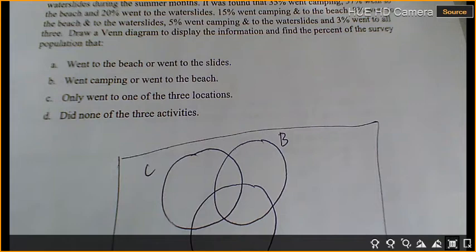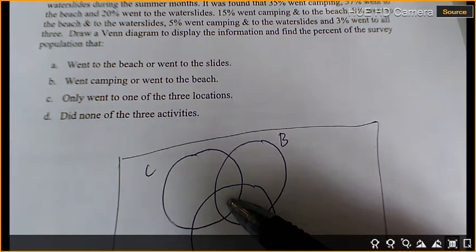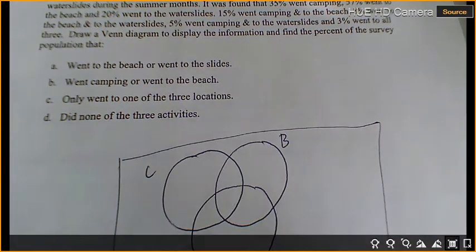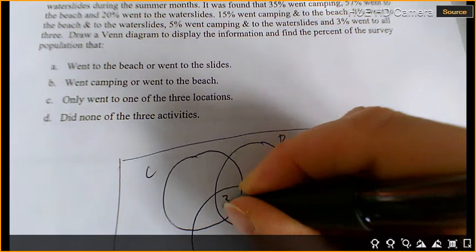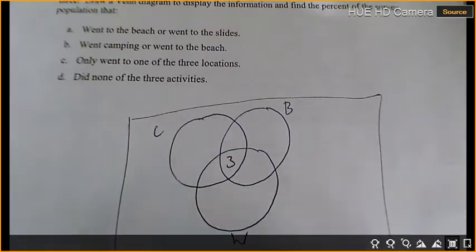I always recommend when we're doing this, start with the ones that overlap the most and then move our way out. Okay? So I want to put all three. How many did it say it went to all three? What percentage? 3. So 3% went to all three. We're good so far?